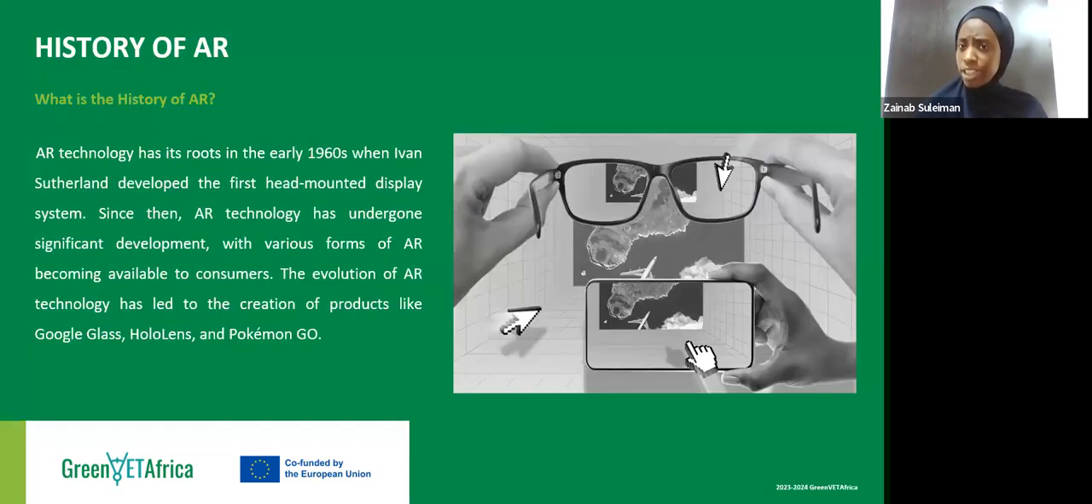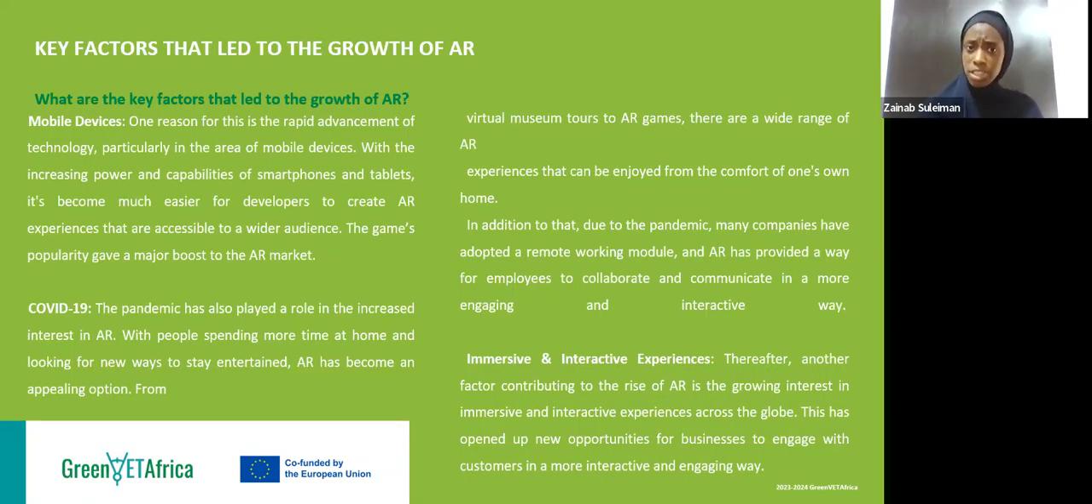So, what is the history of AR? AR technology has its roots in the early 1960s, when Ivan Sutherland developed the first head-mounted display system. Since then, AR technology has undergone significant development, with various forms of AR becoming available to customers. The evolution of AR technology has led to the creation of products like Google Glass, the HoloLens, and Pokemon Go. What are the key factors that led to the growth of AR from the 1960s to the 2000s?